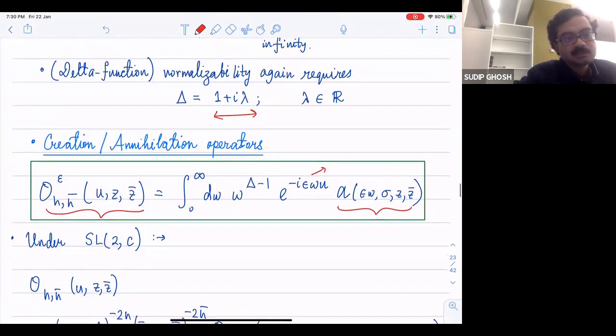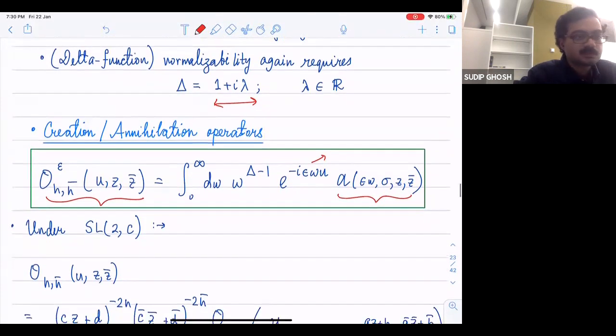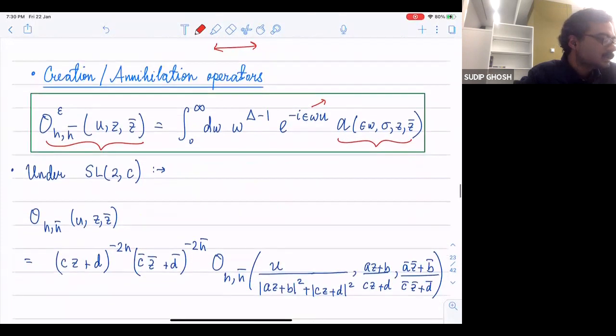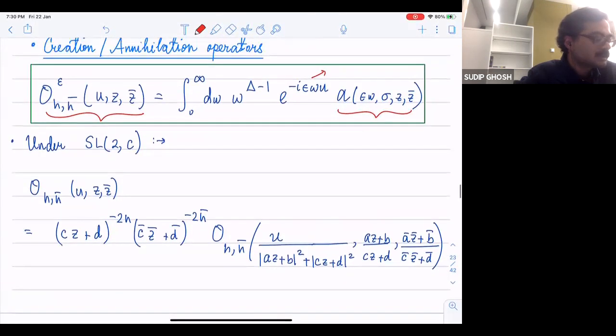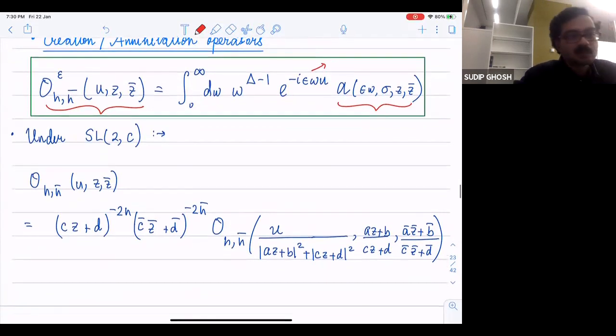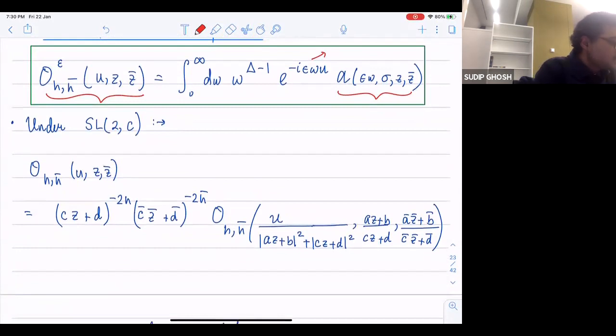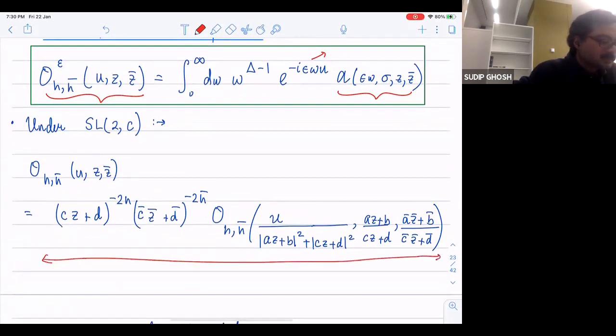So the next thing to obviously ask, along the lines of what we have been doing so far, is how does the Lorentz group act on these objects? And you can work that out. I will not bore you with the details of the derivation, but let me just tell you the answer. If you try to see how this transforms under SL2C, then you will find the following answer. The change in z, z bar is given by these two factors.